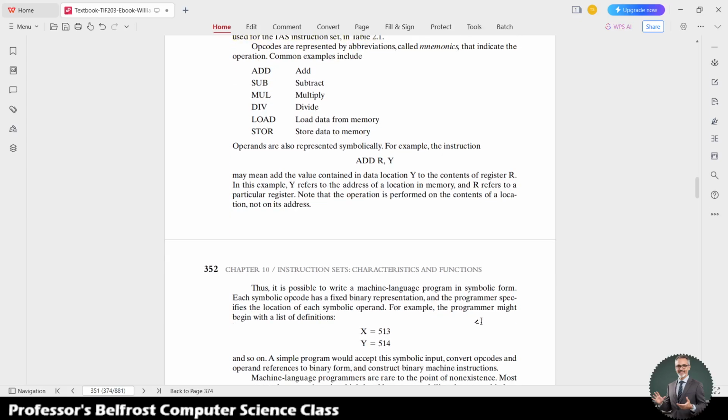So here's the symbolic representation meant in the previous paragraph. Opcodes are represented by abbreviations. These are called mnemonics. For example, ADD for add, SUB for subtract, MUL for multiply, DIV for divide, LOAD for load data from memory, STORE for store data to memory. And operands are also represented symbolically. For example, ADD R, Y means add the value contained in data location Y to the content of register R.